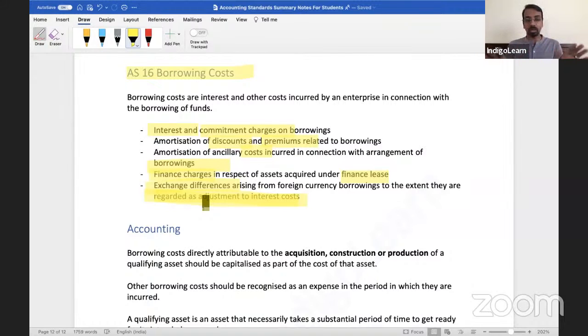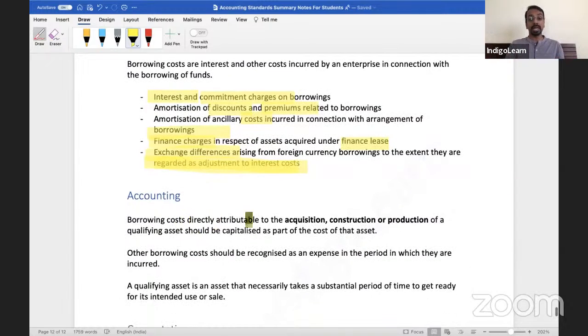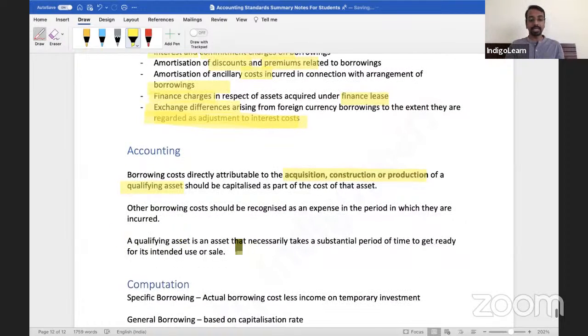Okay, this is all about borrowing cost. Borrowing costs which are attributable to acquisition, construction, or production of a qualifying asset should be capitalized. Remaining will be expensed. What is a qualifying asset? One which necessarily takes a substantial period of time to get ready for its intended use or sale. Intended use covers Accounting Standard 10 property, plant and equipment, and intangible assets under Accounting Standard 26. For sale covers Accounting Standard 2 inventory.